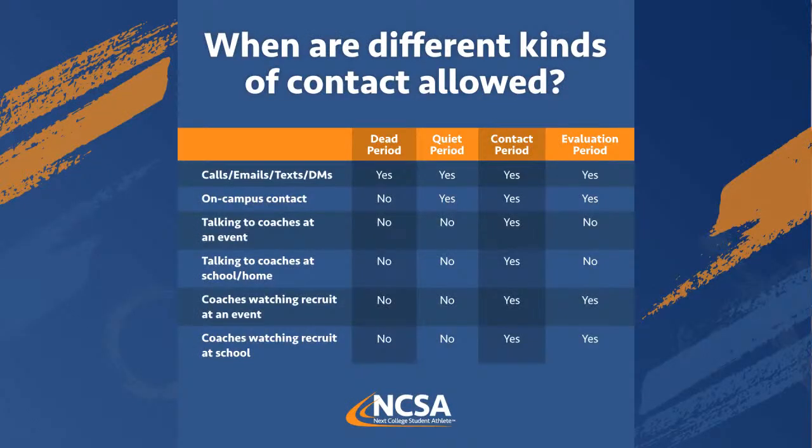But I think first and foremost, what's important to know is the different kinds of contact periods. I've got a graphic here to help clarify that. So there are different periods. There's a dead period, the quiet period, the contact period, the evaluation period. As you can see, there are certain restrictions that college coaches have based on the time of the year in terms of the contact they can have. So, Christy, let's start with you. Can you talk through these contact periods a little bit? You being a former college coach, you've had to live through these rules and understand these rules and apply these rules. But what are the recruiting periods? Let's talk a little bit about what that entails.